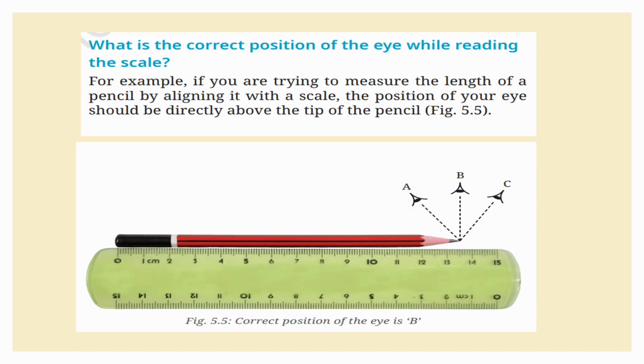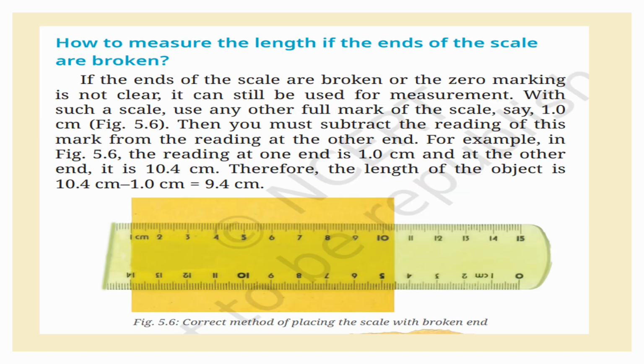What is the correct position of the eye while reading the scale? For example, if you are trying to measure the length of a pencil by aligning it with a scale, the position of your eye should be directly above the tip of the pencil. Align it with a scale like this, and the position of your eye should be here at point B, directly above the tip of the pencil. How to measure the length if the ends of the scale are broken?